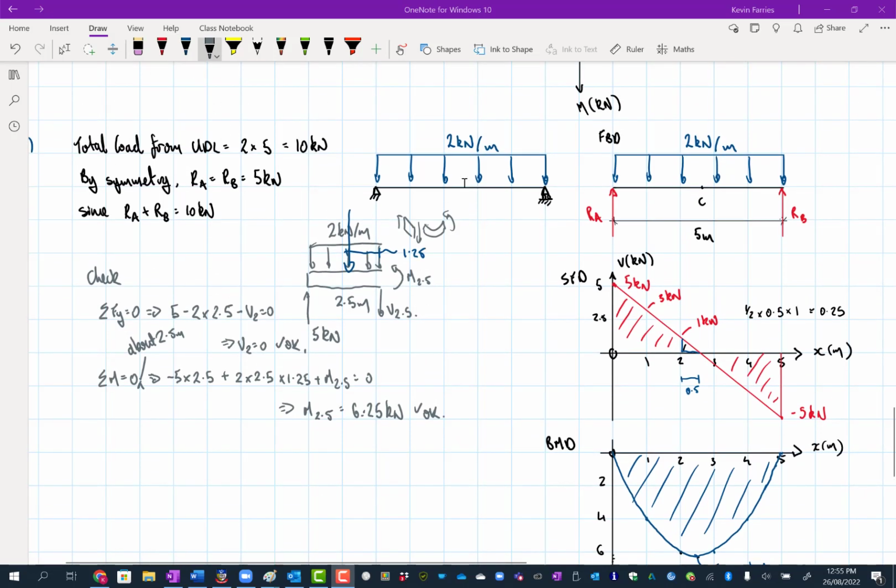One more to do, and then we'll get on to a tutorial sheet, I reckon. Maybe 2 more.